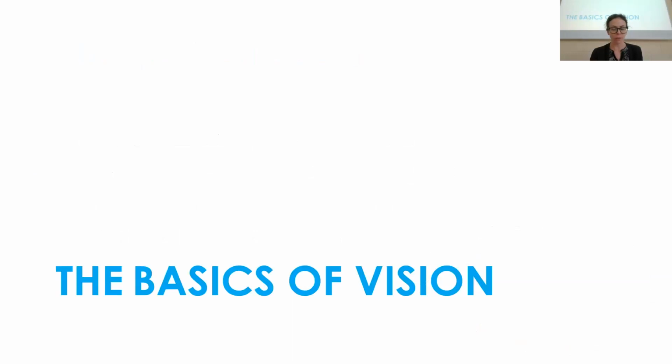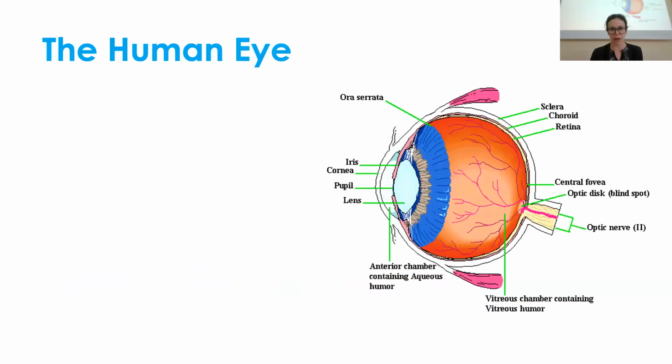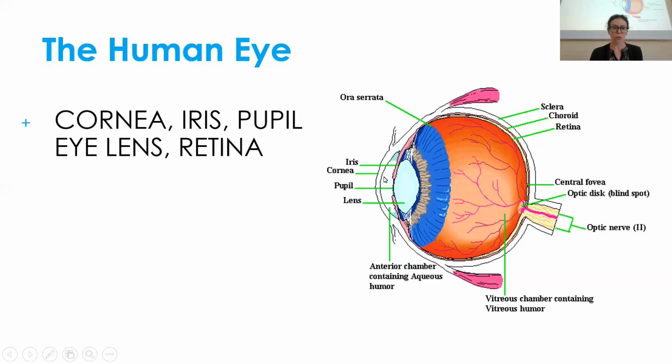So starting with the basics of vision, here I hope you can all see a picture of the eye. I just wanted to draw your attention to the key parts of the eye that we will need in order to understand how vision works. The cornea is the first one. This is the outer layer, right? This transparent lens that covers the eye.